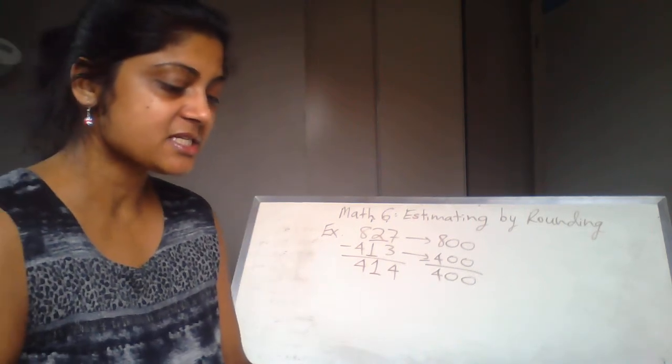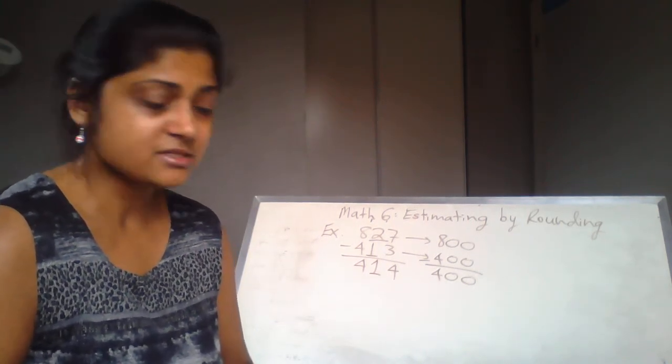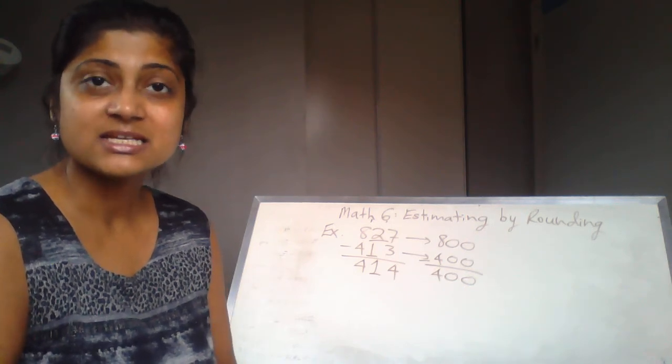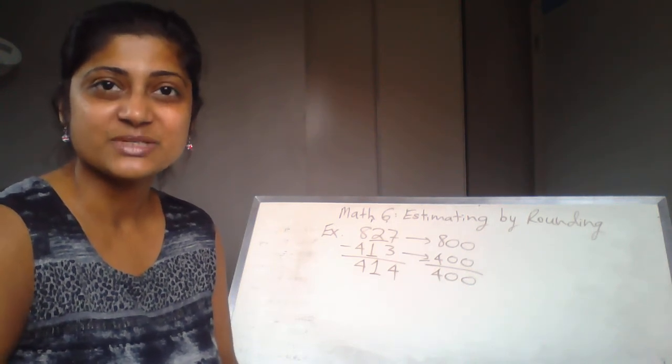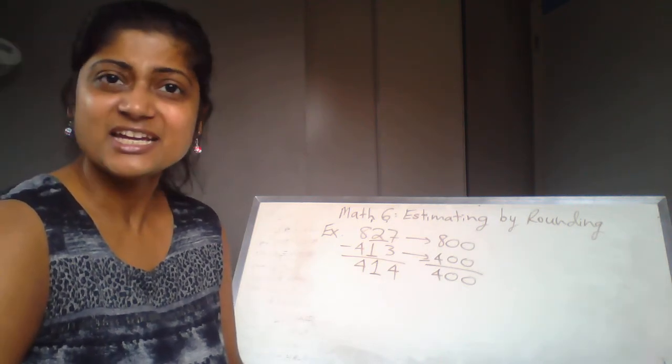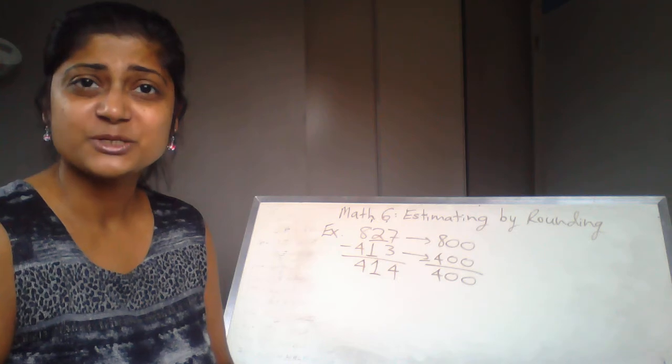So this is basically rounding to the nearest 100s. I can also round to the nearest tens or the nearest thousands, and the concept is basically going to be the same. So that looks good. And if there are no questions, that does bring this video to an end.